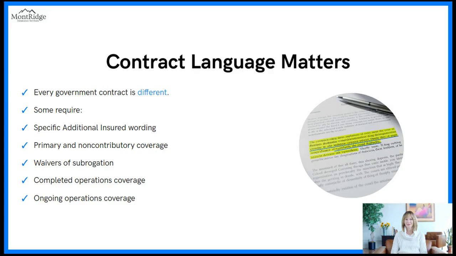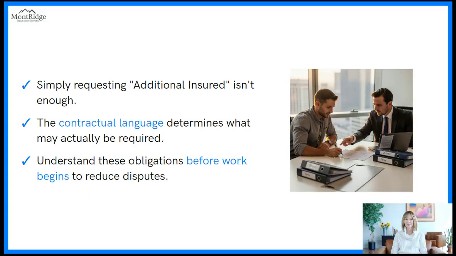Contract language matters. Every government contract is different. Some require specific additional insured wording, primary and non-contributory coverage, waivers of subrogation, completed operations coverage, ongoing operations coverage. Simply requesting additional insured isn't enough. The contractual language determines what may actually be required. Understand these obligations before work begins to reduce disputes.